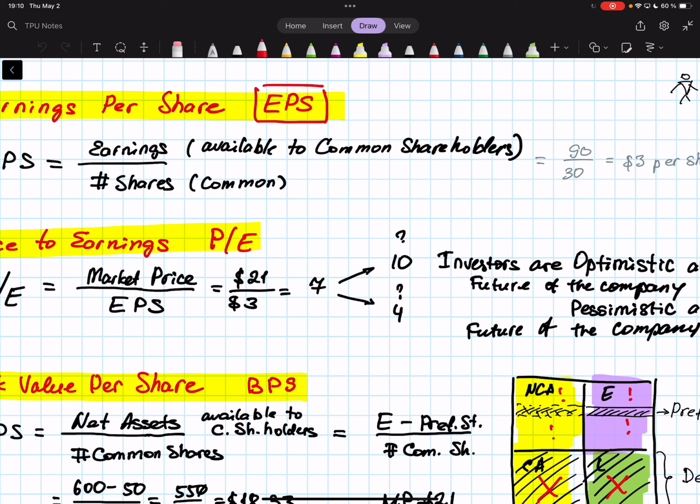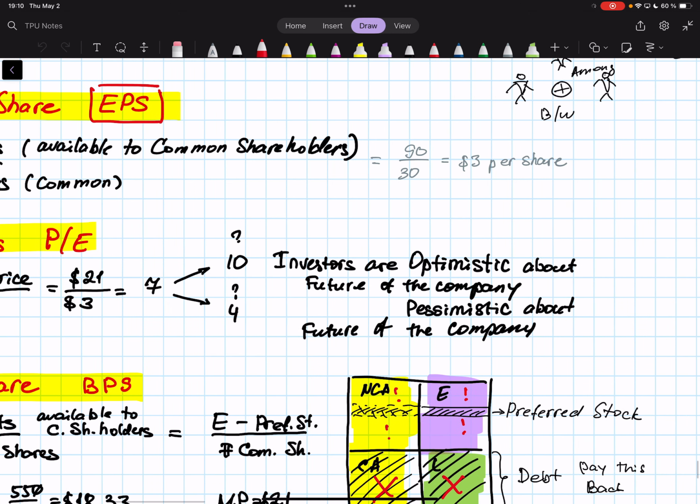So I will not pay attention to the earnings. Even if the earnings are small, I will still buy. So the PE ratio shows the optimism and pessimism of investors. So if the ratio goes down, it means that the investors are pessimistic about the future of the company. So this is what is expressed here.